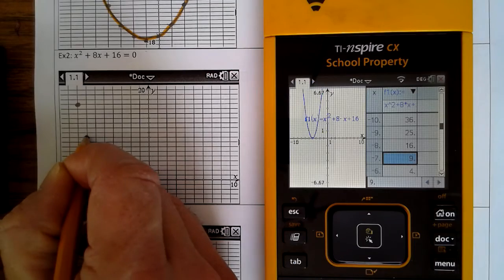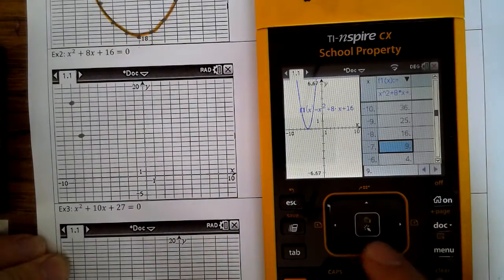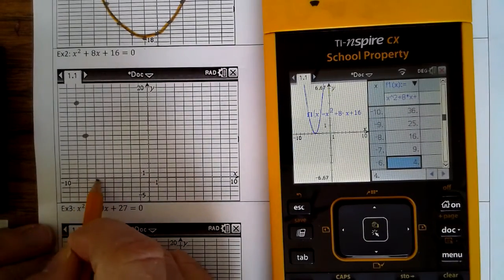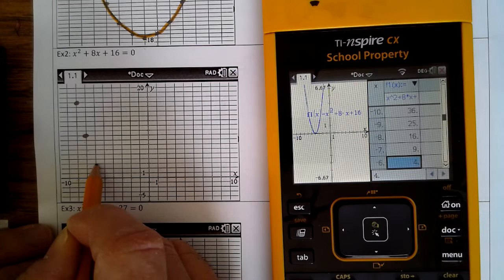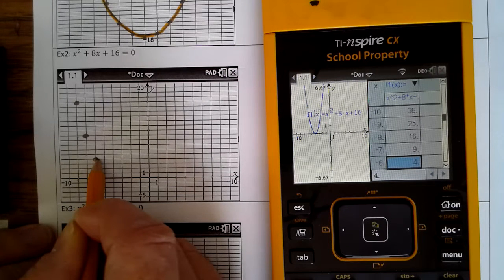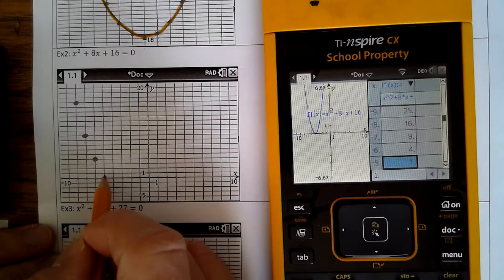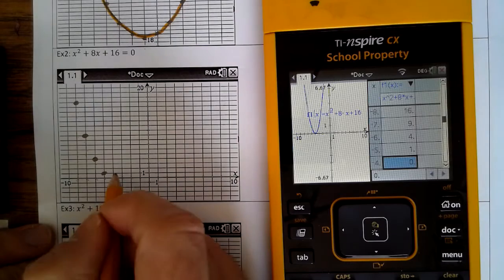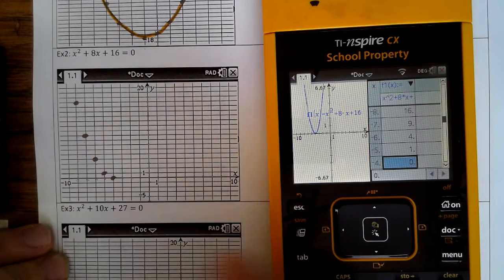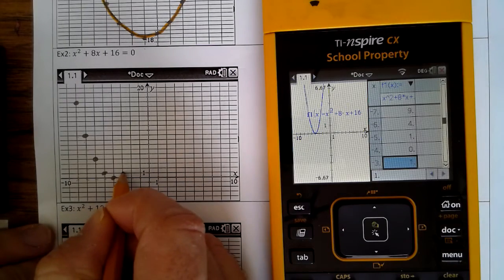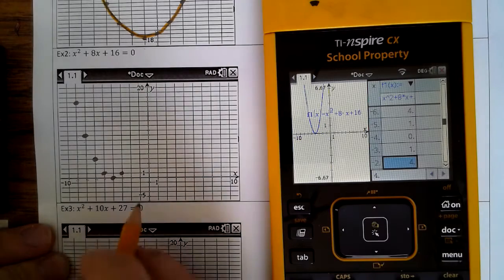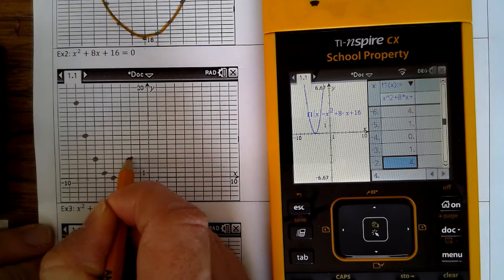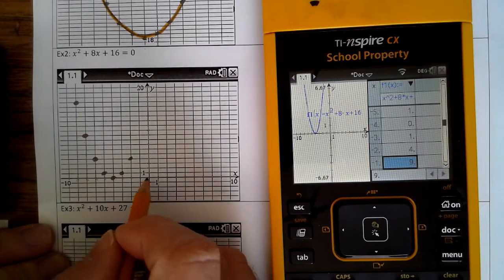-6, 4. So -7, -6. So -6, 1, 2, 3, 4. -5, 1. So -5, 1. -4, 0. -3, 1. -2, 4. -1, 9. 0.